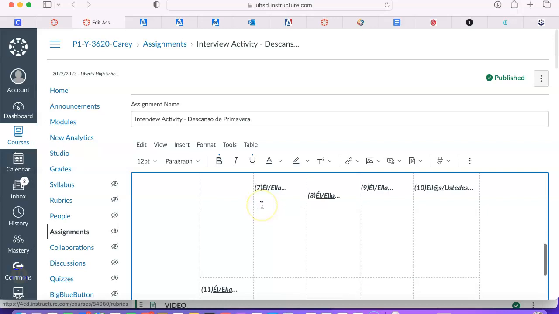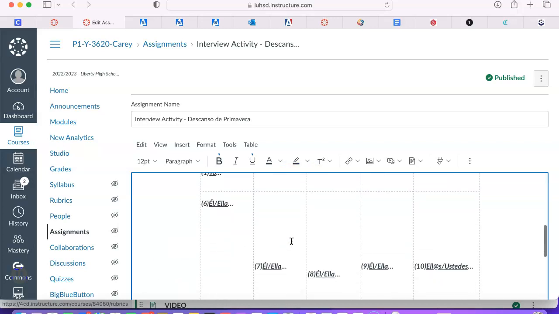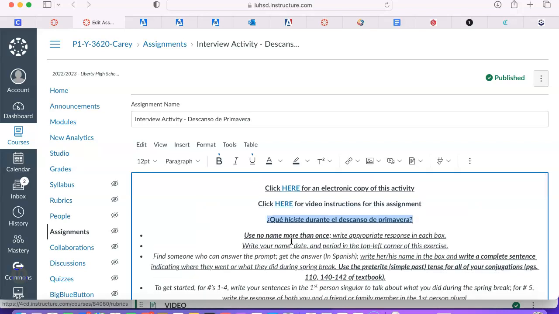All right, and then you guys are going to take a picture of that. There's a handout that organizes these boxes to make it easy for you guys to write in your answers. Video instructions that I essentially just gave you. You can watch another video there. But a handout you guys can find here. It's a Word document. To print that out, fill it out, or you guys can just number 1 through 15 in your notebook and put the title of this assignment, Interview Activity, Descanso de Primavera. But you're welcome to use that handout as a means of organizing your interview responses.